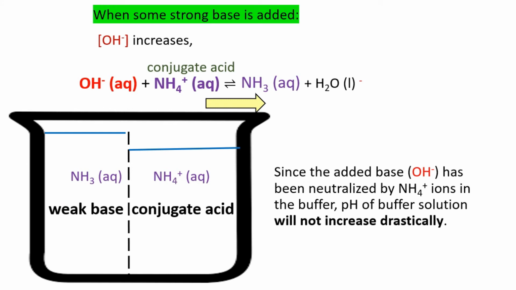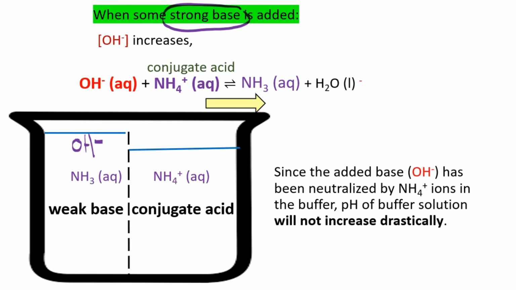When some strong base is added, we would see the concentration of hydroxide ions increase in the solution. It is because a strong base is a species that will dissociate completely to produce a high concentration of hydroxide ions. When the hydroxide ions are not removed from the solution, the pH of the solution would change drastically.